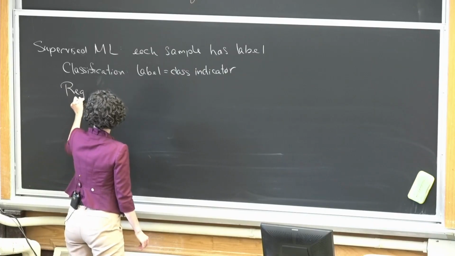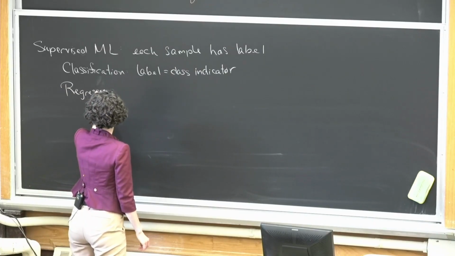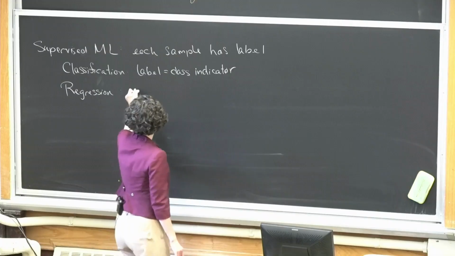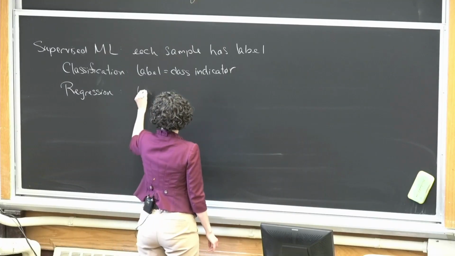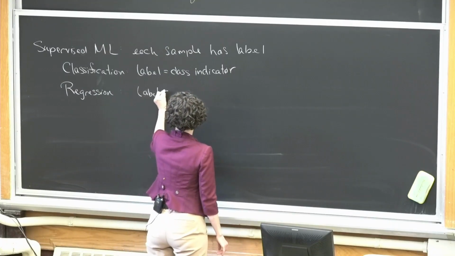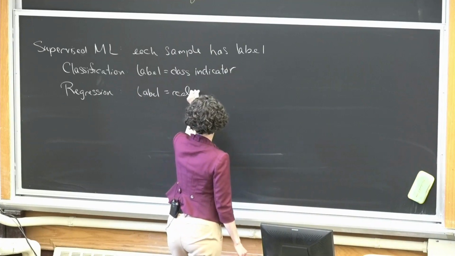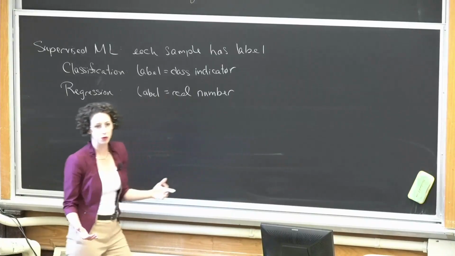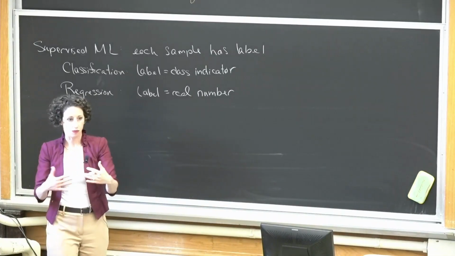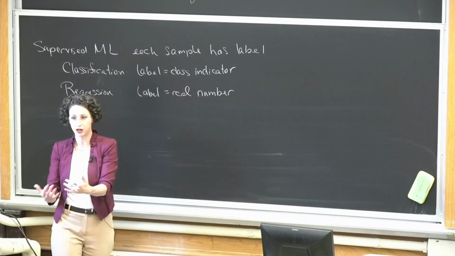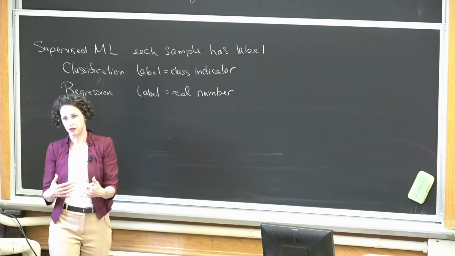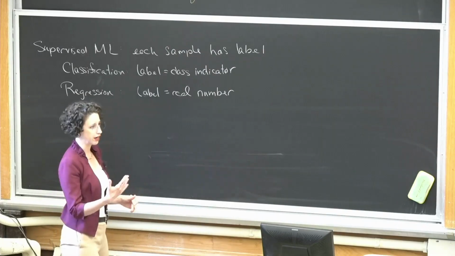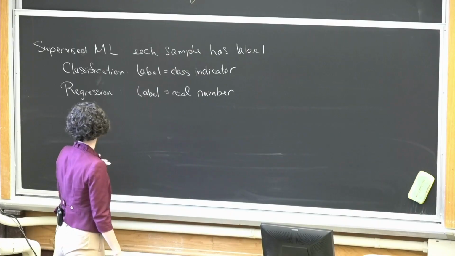We might also have regression. And when we talk about regression, what we mean is that the label is a real number. So maybe what we want to do is predict someone's, say, height based on their shoe size. So that's not a category we're trying to predict. Rather, it's just a raw number indicating something that we care about.